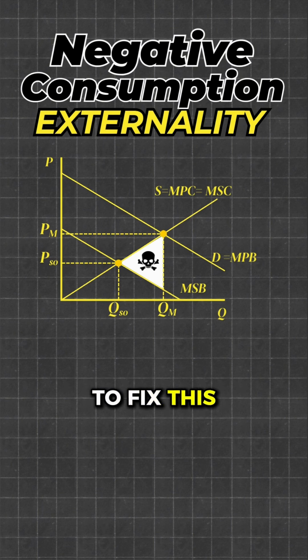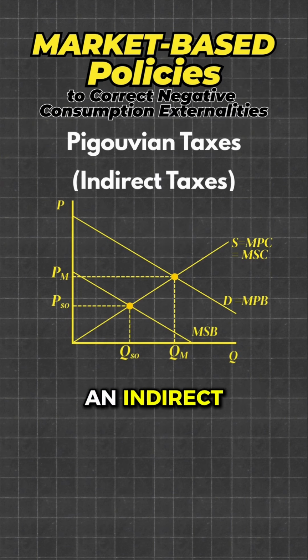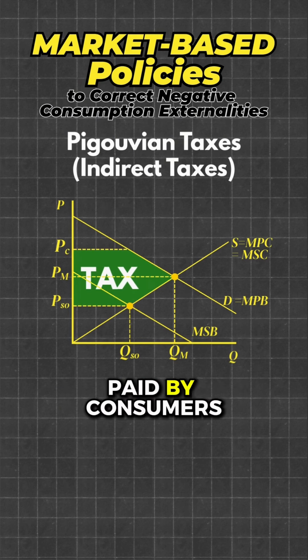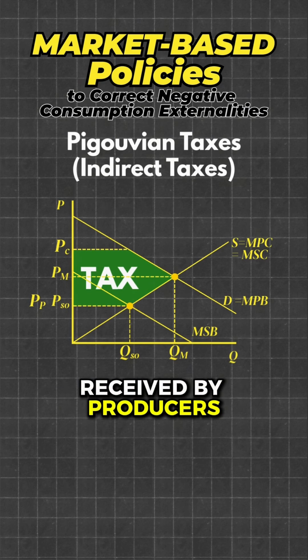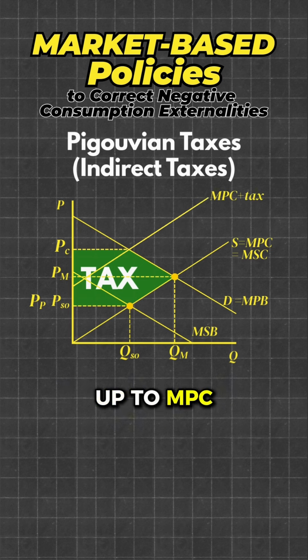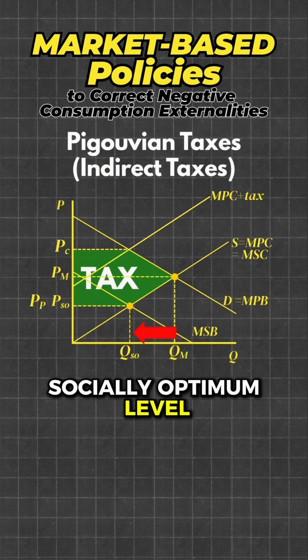Governments step in to fix this market failure using a few approaches. The classic market-based solution is an indirect or Pigouvian tax. This creates a wedge between the price paid by consumers and the price received by producers, shifting the marginal private cost curve up to MPC plus tax. If the tax is set equal to the external cost, the quantity demanded falls to the socially optimum level.